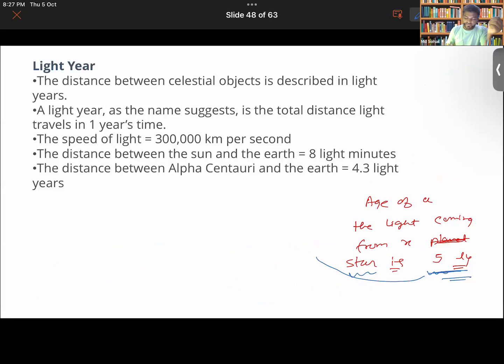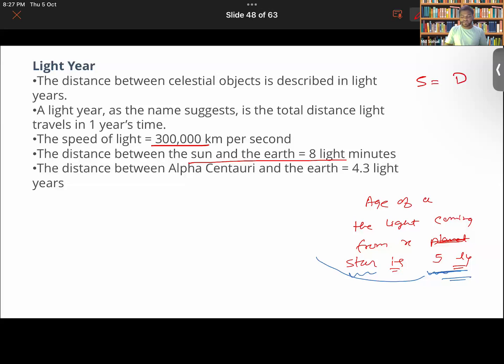Light here, you guys are aware of it? A few important data are given here. The speed of light, we know it is how much? 3 lakh kilometer per second. The distance between the sun and the earth is 8 light minutes. Your task is to find out how we calculate the distance between the earth and the sun in kilometers.